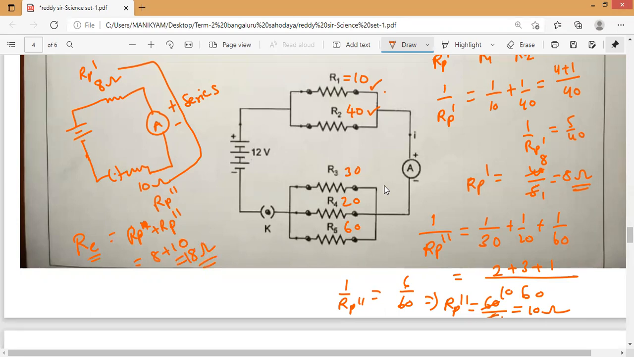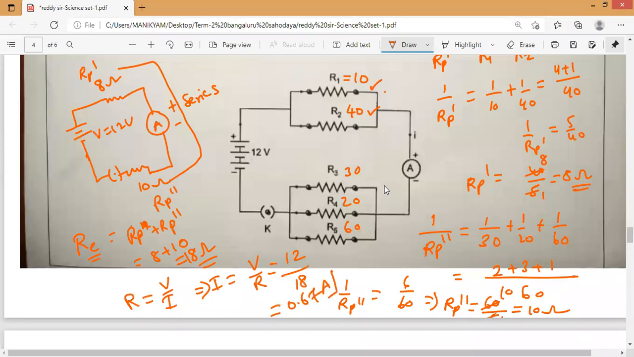If you know the equivalent resistance, the total voltage is already given: voltage equals 12 volt. Now from Ohm's law, R is equal to V by I. Now we want the current. I is equal to V by R, where V is equal to 12 and R is equal to 18. So 12 by 18, how much is it coming, guys?